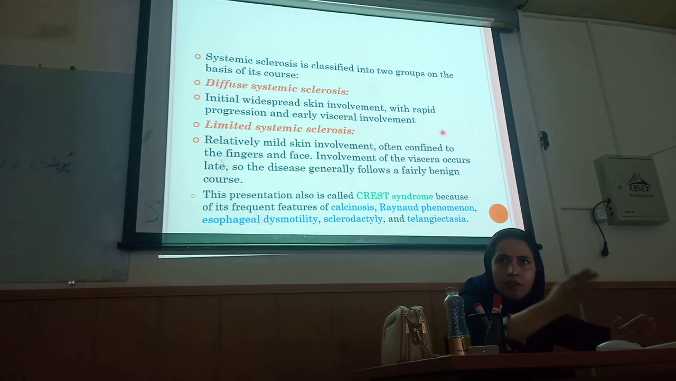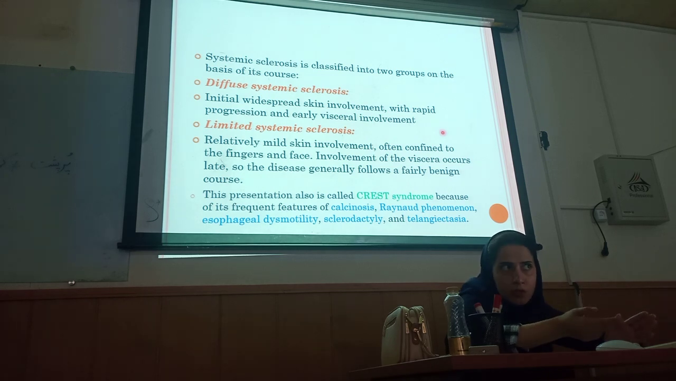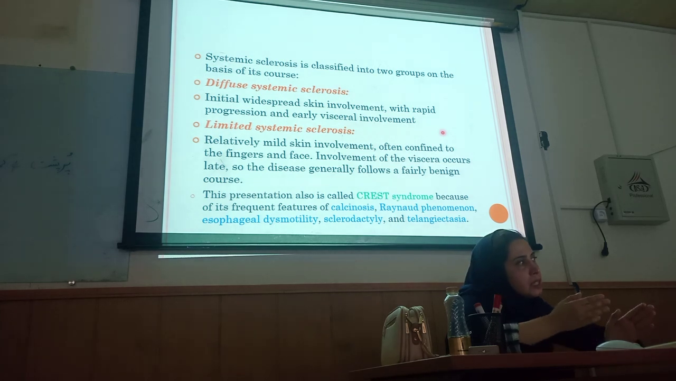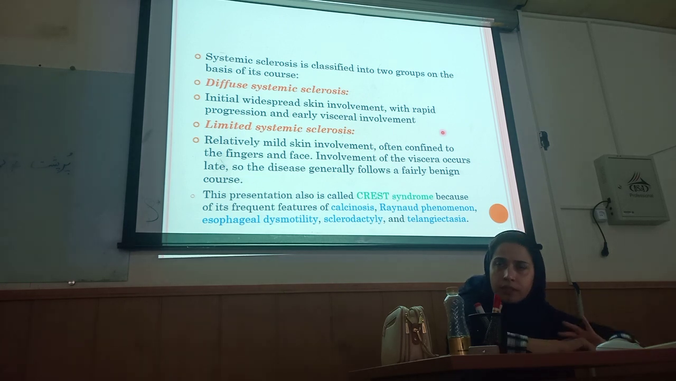There are two types: diffuse systemic sclerosis and limited systemic sclerosis. Okay, so we have systemic or cutaneous. The cutaneous form is limited to the skin. Systemic has two forms: diffuse type and limited type. Diffuse type shows widespread skin involvement. It has rapid progression, early visceral involvement, and the prognosis is poor.